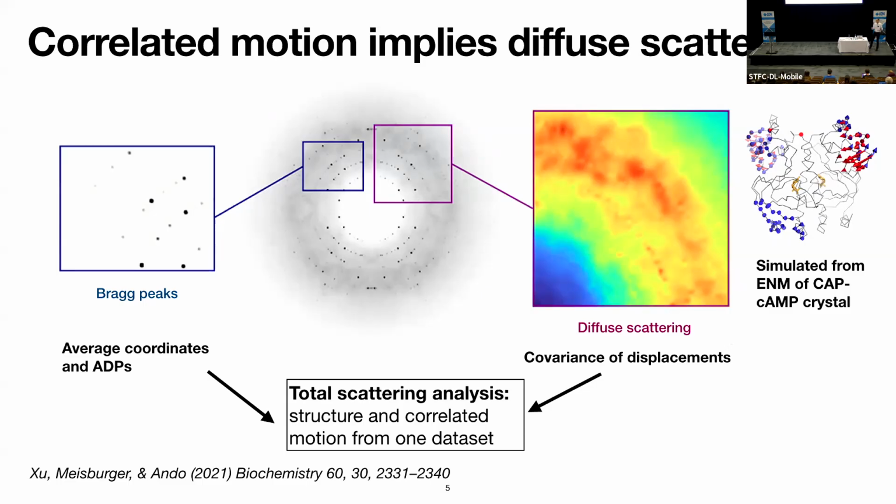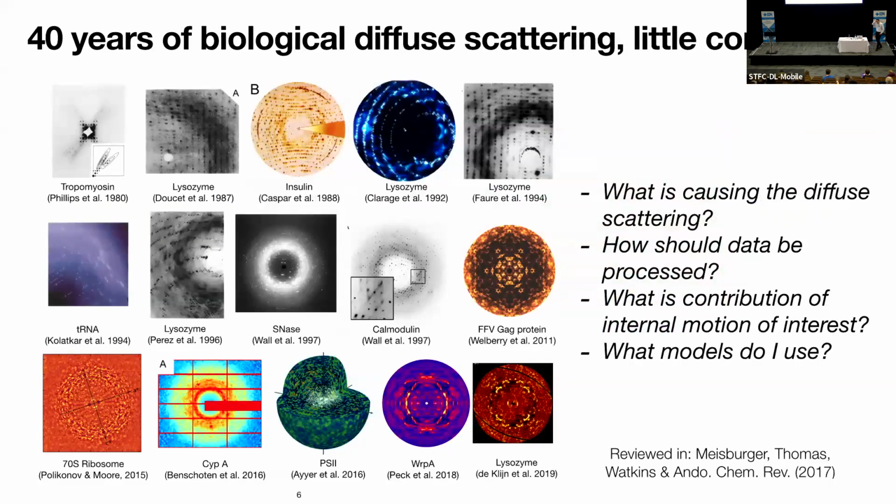have a richer understanding of the dynamics, not only the B factors, but also how those motions are correlated. Okay, so this is not a new idea. This field of diffuse scattering from proteins is probably about 40 years old. And so actually a lot is known about diffuse scattering from proteins. On the other hand, you can show all the studies that have been done on one slide.